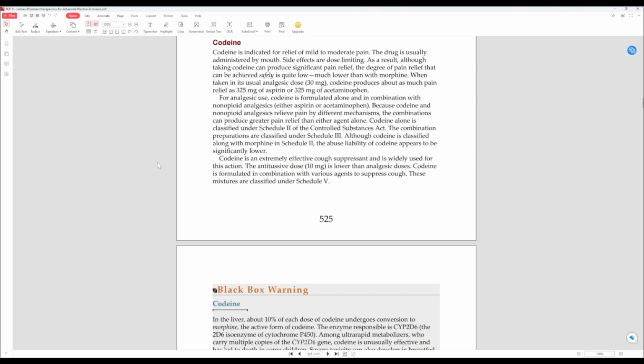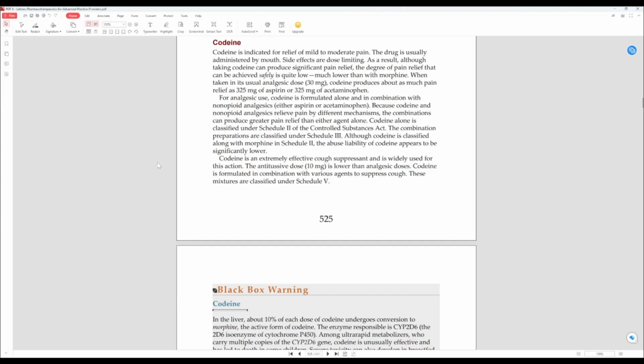Side effects are dose limiting, and as a result, although taking codeine can produce significant pain relief, the degree of pain relief that can be achieved safely is considered quite low, much lower than with morphine. When taken at usual analgesic dose, codeine produces about as much pain relief as 325 milligrams of aspirin or 325 milligrams of Tylenol.